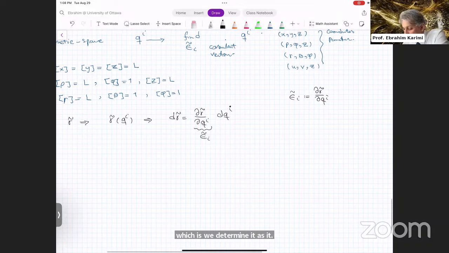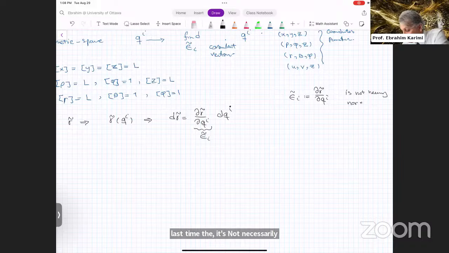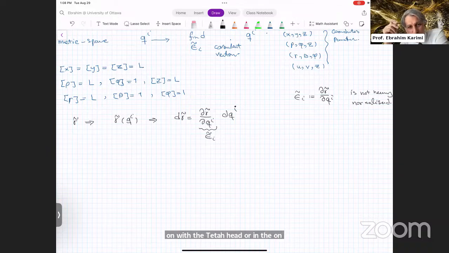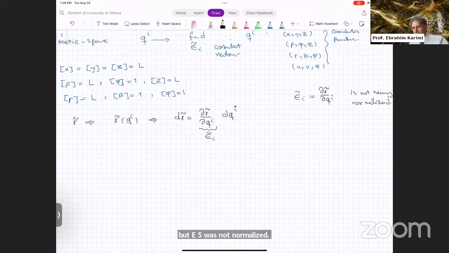And if you remember, I said last time that it's not necessarily normalized. We made an example in cylindrical coordinates, and we calculated what is going on with rho hat, theta hat, and z hat as well. We found that E rho is normalized, because its norm was one, but E phi was not normalized. E phi was rho phi hat. If you look at the previous notes, you will see them.